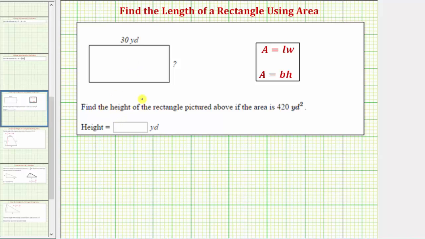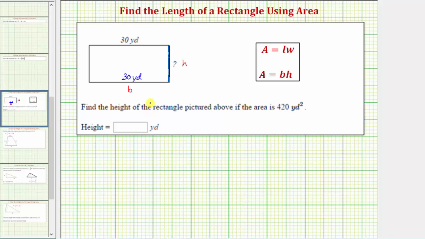We're asked to find the height of the rectangle pictured above if the area equals 420 square yards. So looking at the rectangle that's shown, this length here would be the height, so let's label this h. The length of this side would be the base, so label this b. And because the opposite sides of a rectangle have the same length, the base has a length of 30 yards.